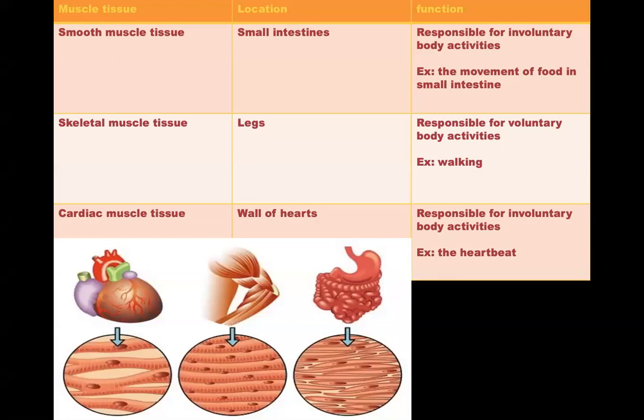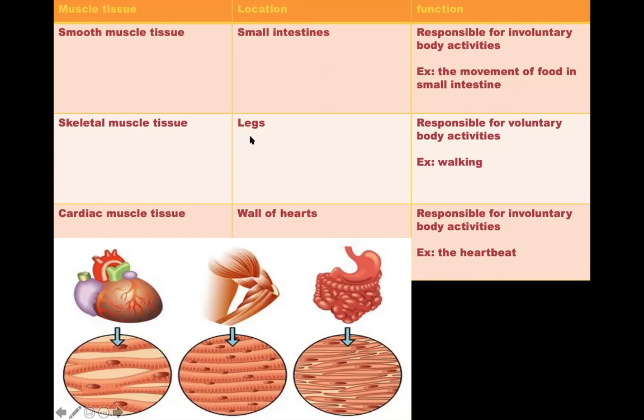So the first one is smooth tissue. Here smooth tissue you can find in the small intestine. So this is the way how it looks. The function is responsible for involuntary body activity. For example, we know that small intestine is the place where the food will move, right? So when we have smooth muscle tissue, it will enable the food to move along our small intestine.